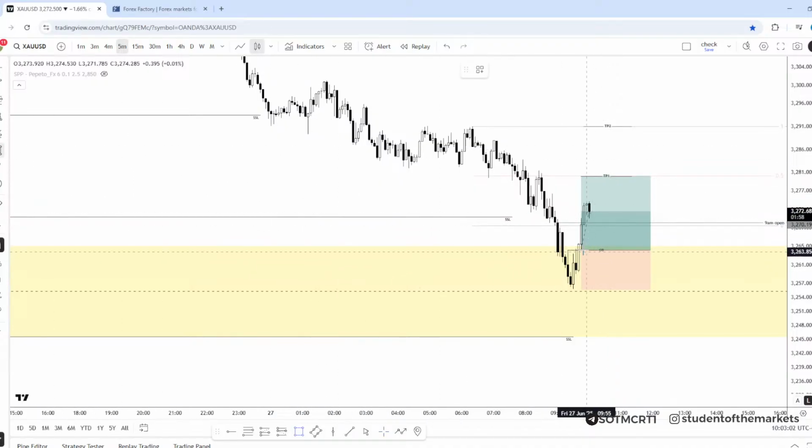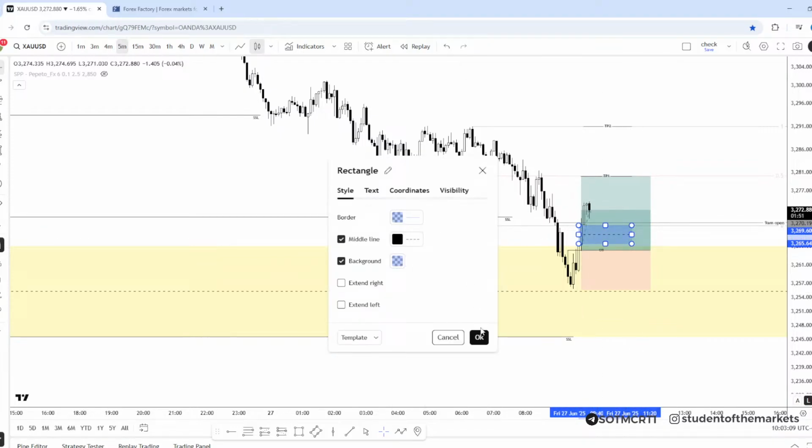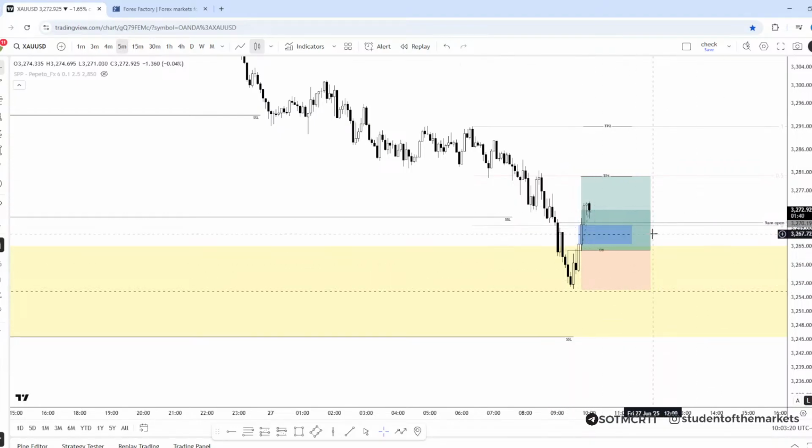So we do have a bullish fair value gap here. Now, to be honest with you, I don't want price to close below the fair value gap on the 5-minute time frame.